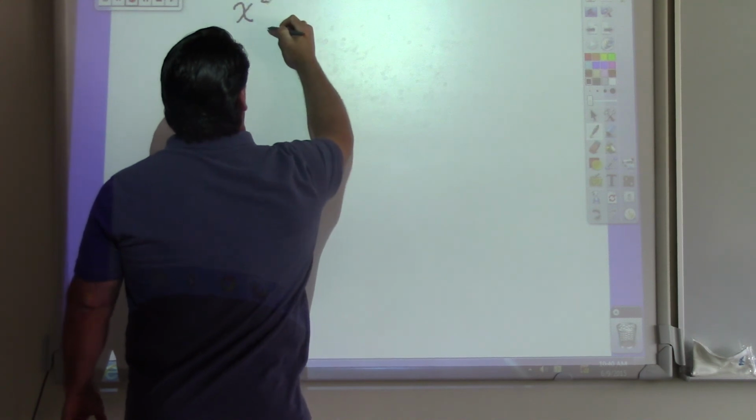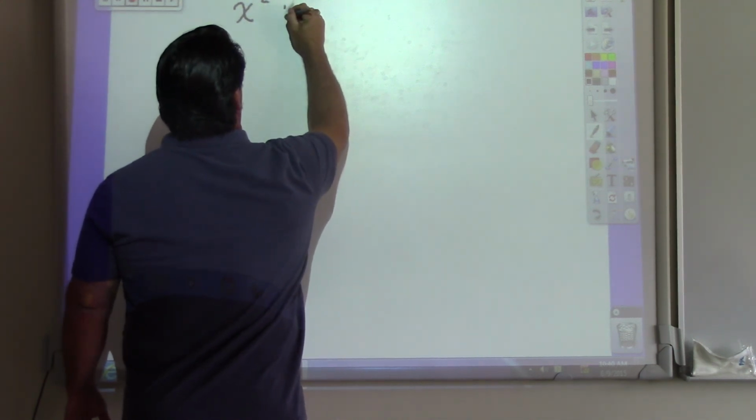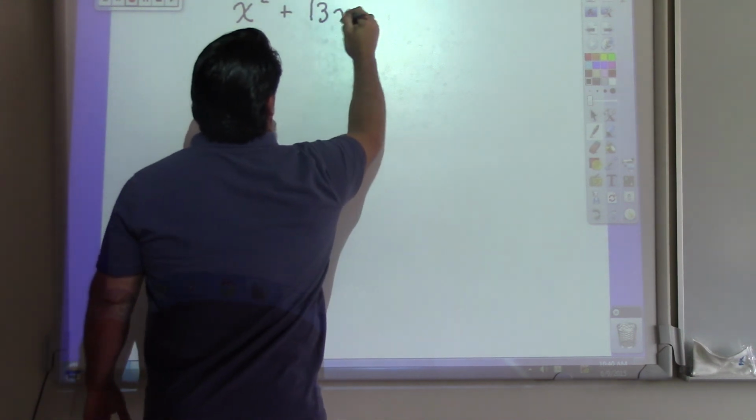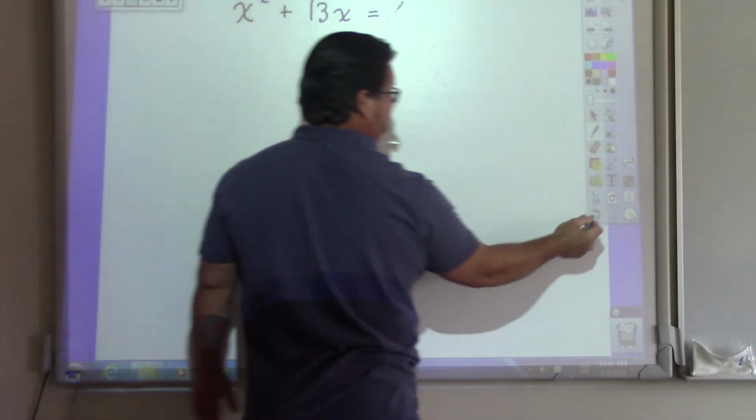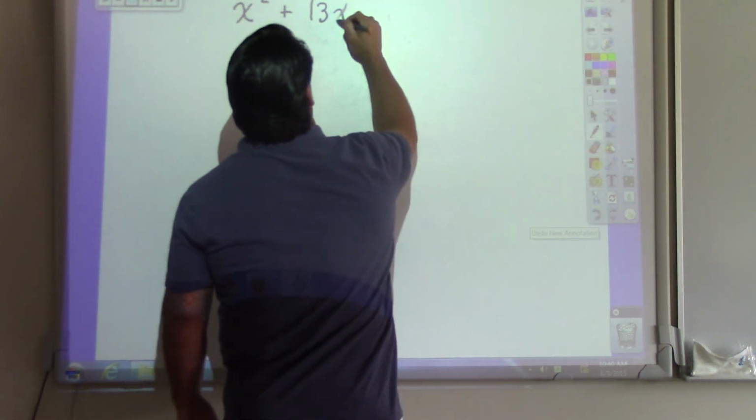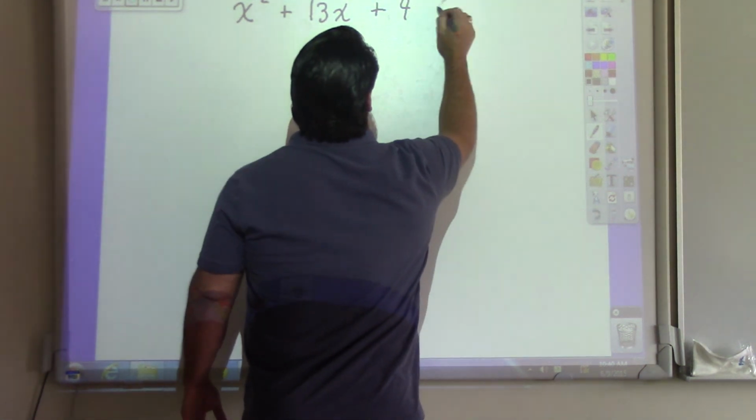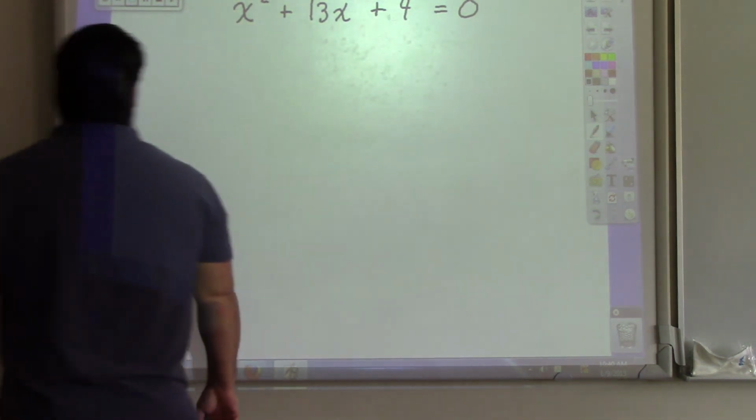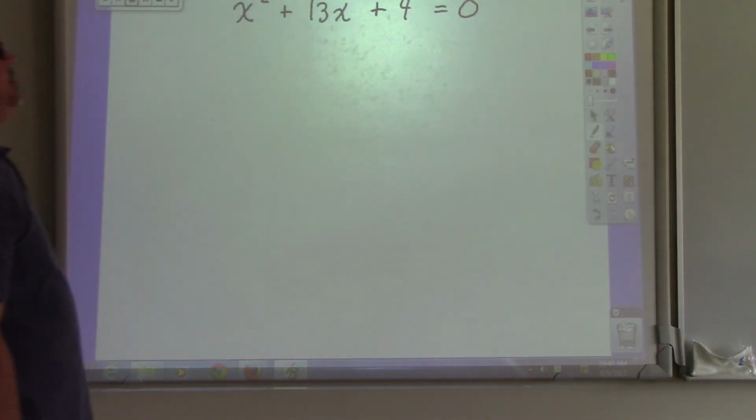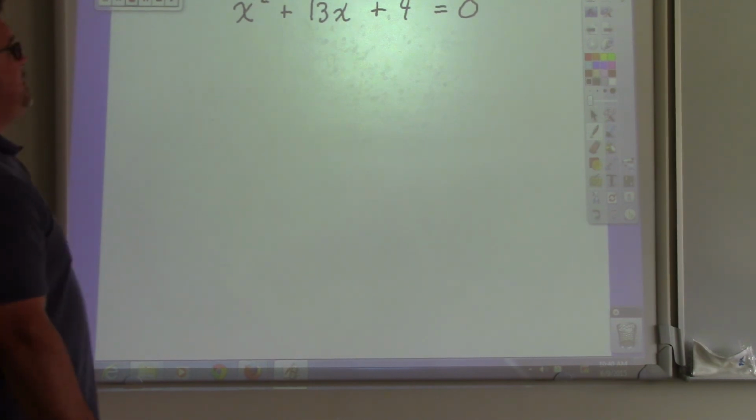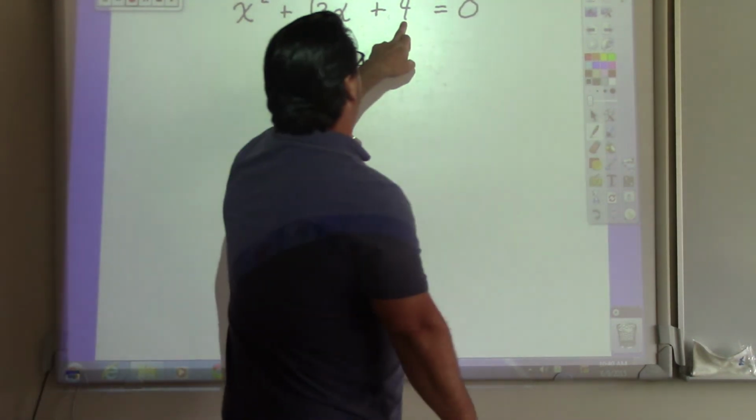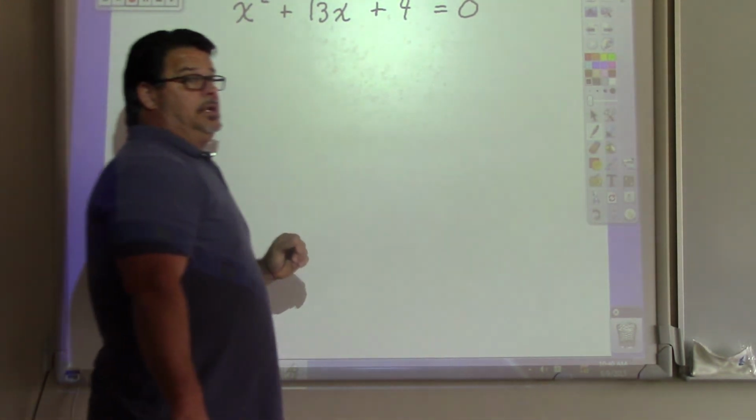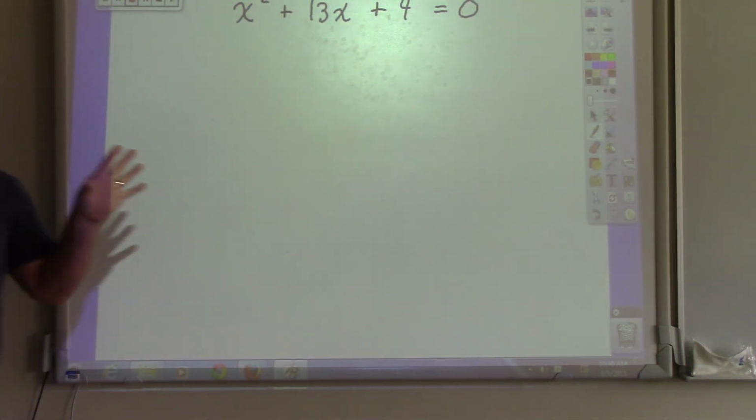x squared plus 13x plus 4 is equal to 0. Okay, y is equal to 0, so I'm trying to find your x-intercepts. So I can't factor it because I know that 1 times 4 will not give me 13, and I know 2 times 2 will not give me 13. So I know this is prime.